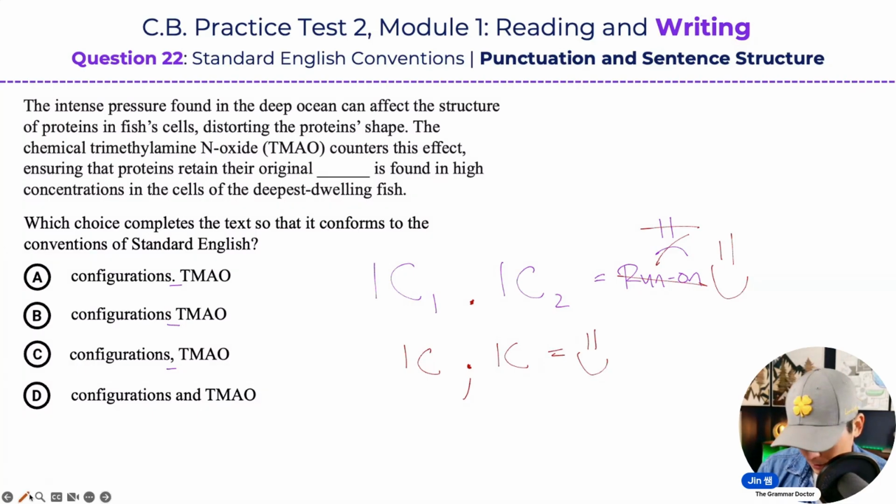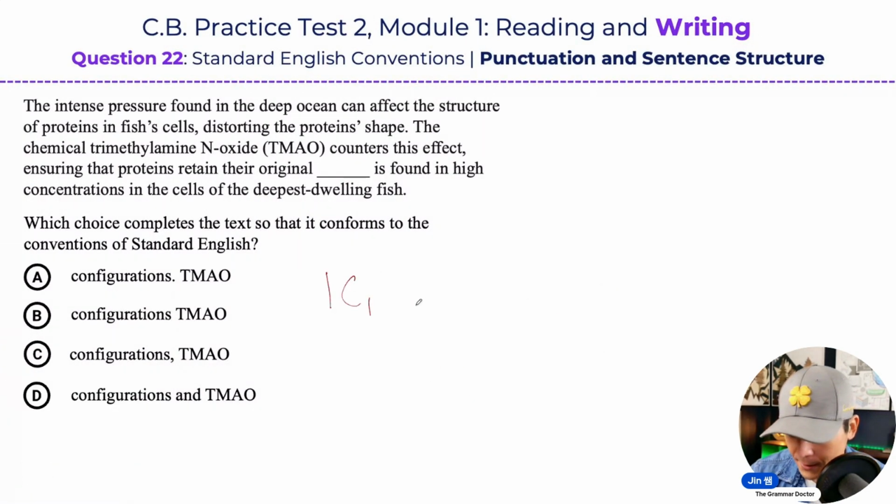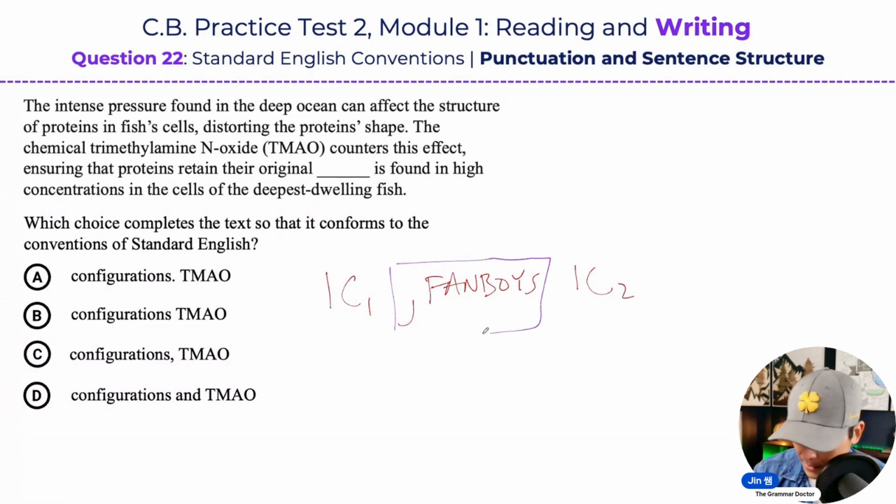We can also use a comma, but we have to use a comma with what's called a FANBOYS word, right? So if we have IC1, we can use a comma plus a FANBOYS word, and then we have the second independent clause, IC2. Okay, so now the independent clauses here are separated by or connected by this comma and the FANBOYS word. So FANBOYS is basically an acronym. Each of the letters in the word FANBOYS represents a coordinating conjunction, right? So there are seven coordinating conjunctions in the English language. And a coordinating conjunction can be paired with a comma to separate two independent clauses.